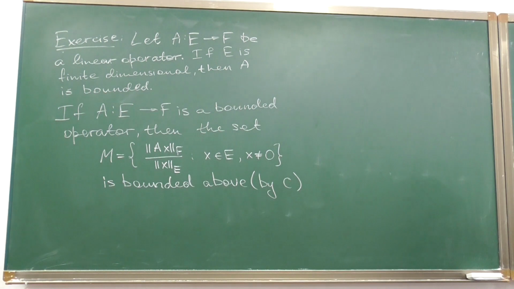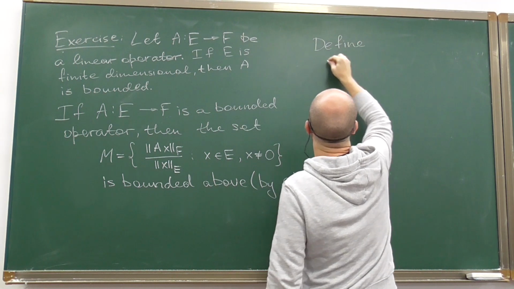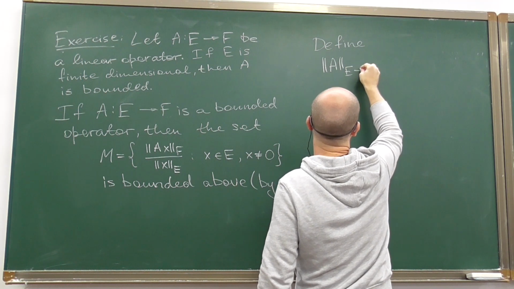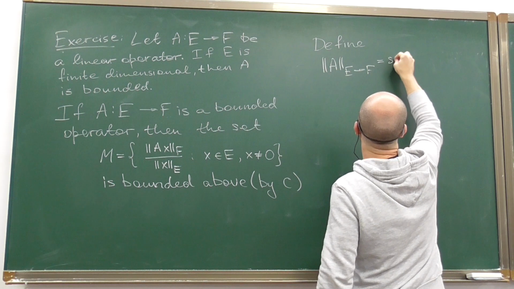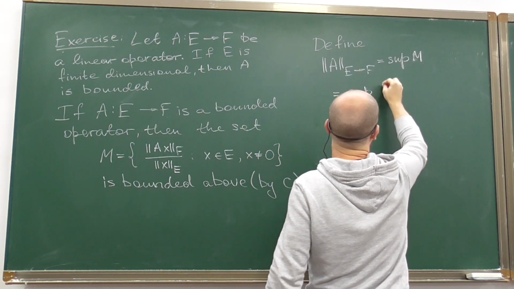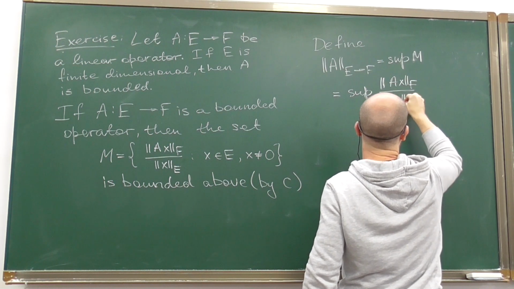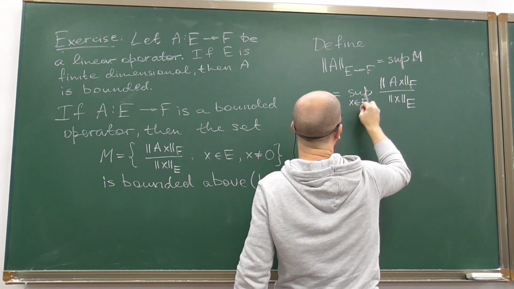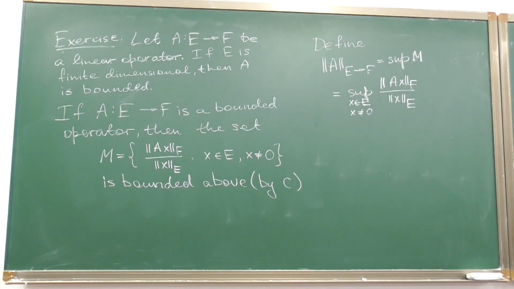And let us now define the norm of a linear operator as a supremum over this set. The norm of a linear operator as an operator from E to F will be a supremum over M, or in other words, the supremum of these expressions, such that x is in E and x is not 0. This quantity is called the norm of a linear operator.